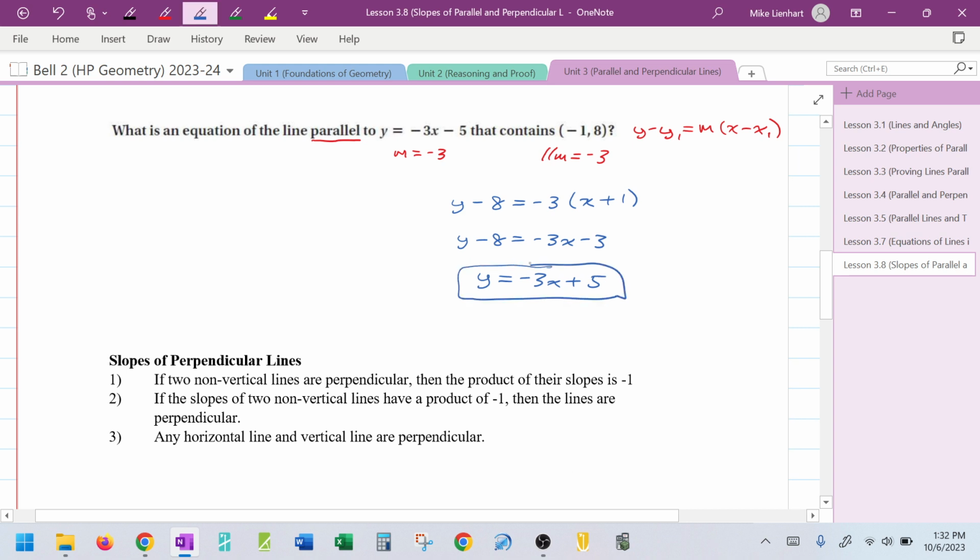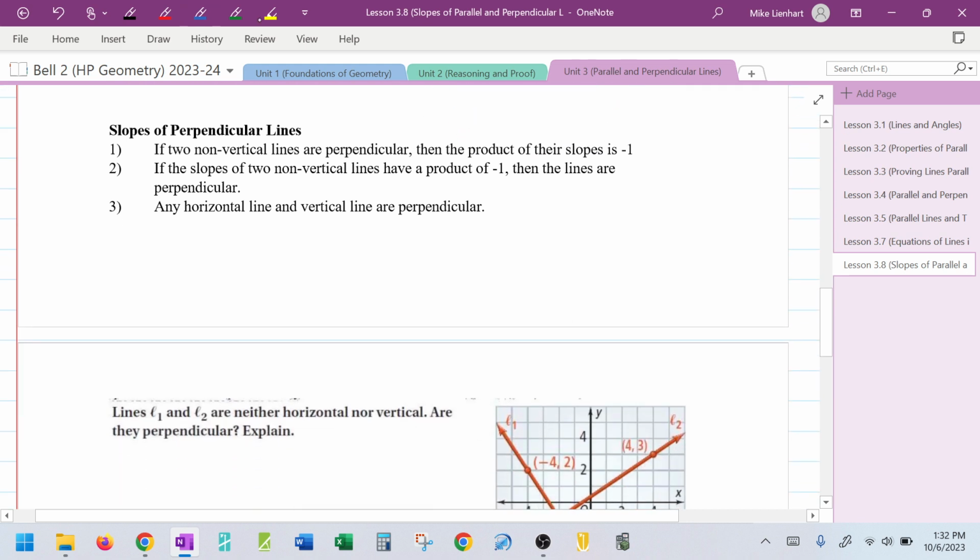All right? Now what about perpendicular lines? Well, how we know slopes of perpendicular lines are perpendicular is if the product of their slopes is negative 1. If the product of their slopes is negative 1, then the lines are perpendicular. An easier way to remember this too, guys, is that the slopes are what are known as opposite reciprocals.